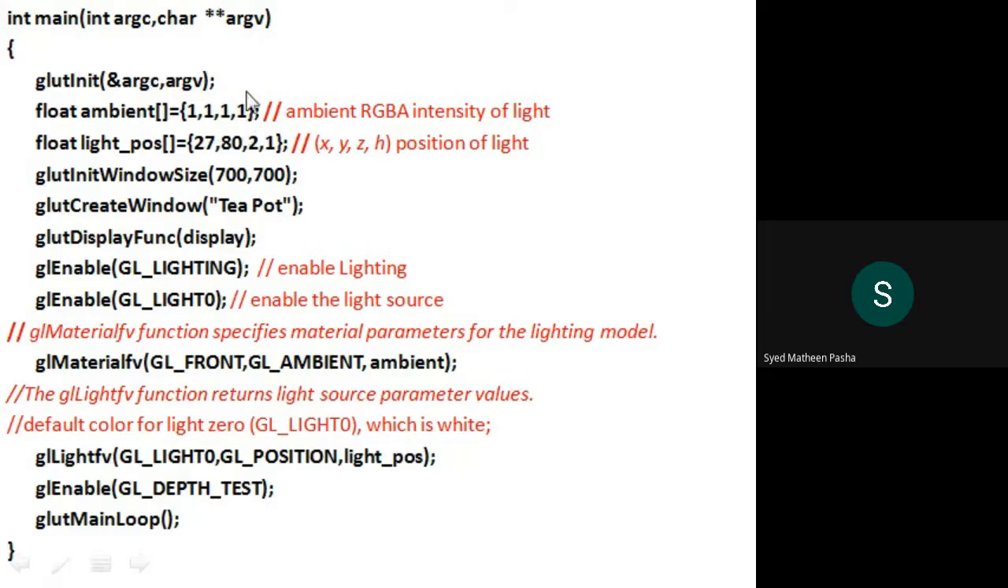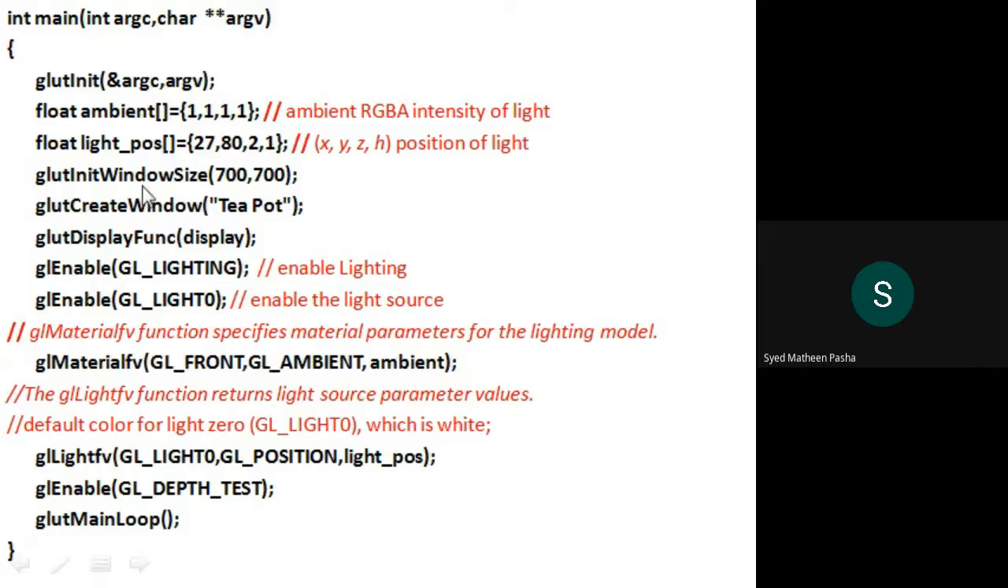Alpha, or this might represent ambient as well. That is, which is basically specifying the ambient light. Then I should give the position of the light source. So with respect to the position of the light source, I'll be representing the position here with respect to left, right, bottom, and top. So light position is being specified with the help of the light pos function here.